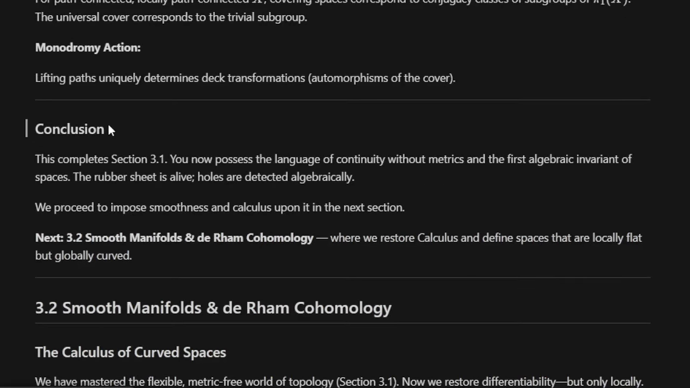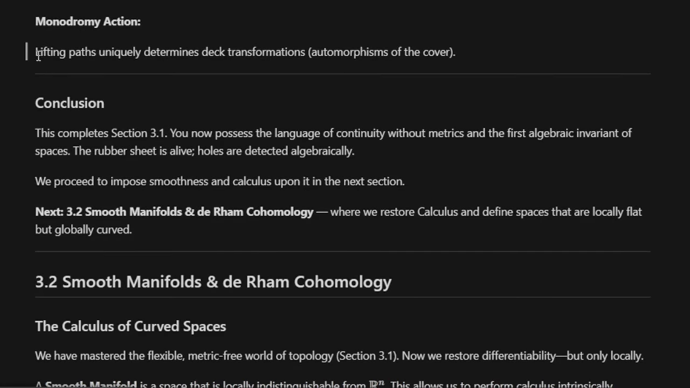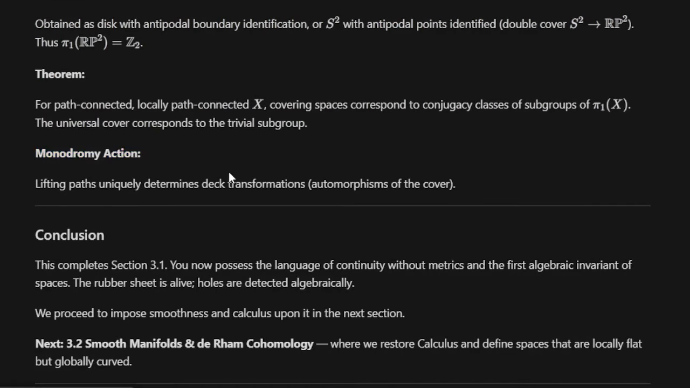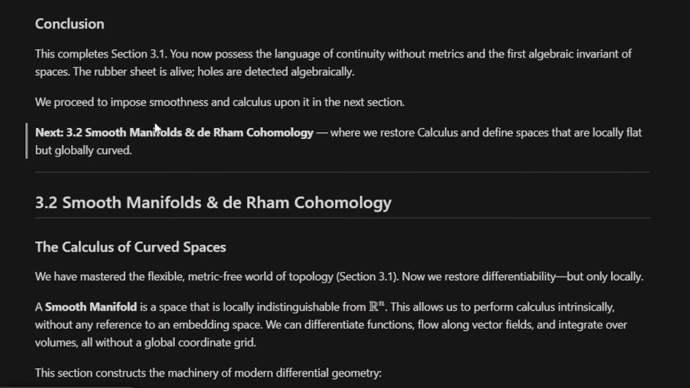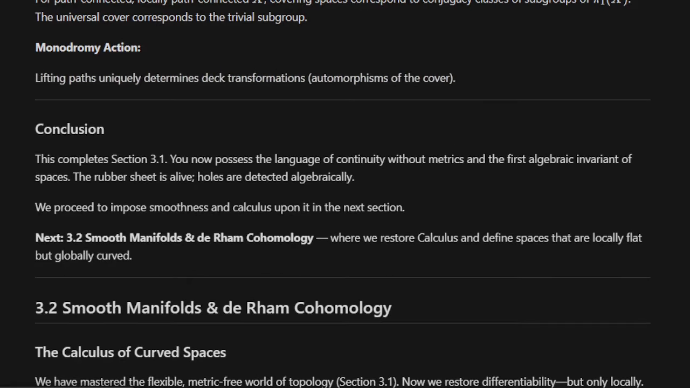Another idea is called the monodromy action. This means that lifting paths uniquely determines something called deck transformations. These are automorphisms of the cover. So this is another monodromy action we can also use. If you take away anything from that, it's probably just the group structure. This is the first instance of algebraic topology. We've converted a geometric problem of holes, a way to identify holes, into an algebraic problem, which is groups.